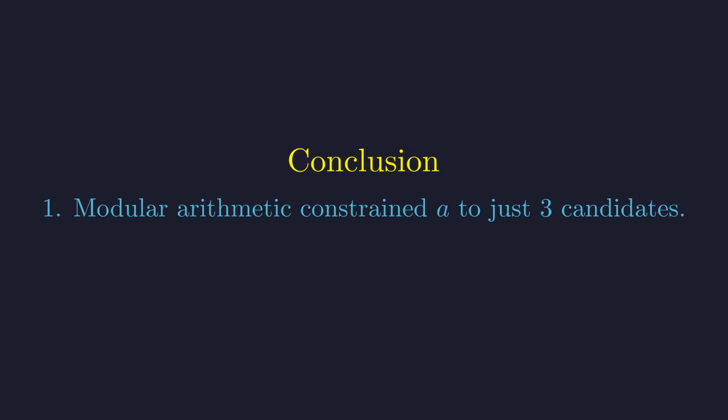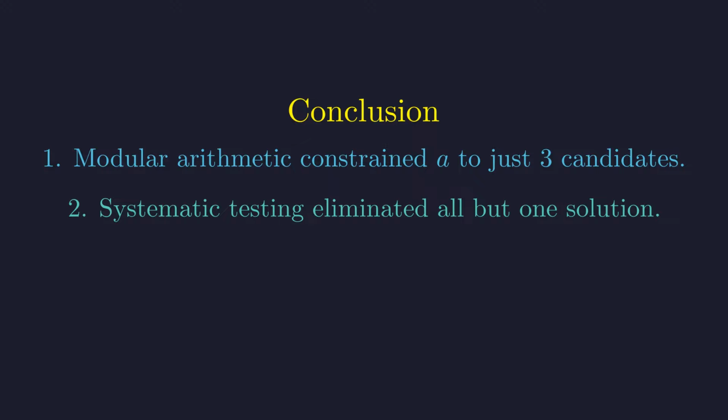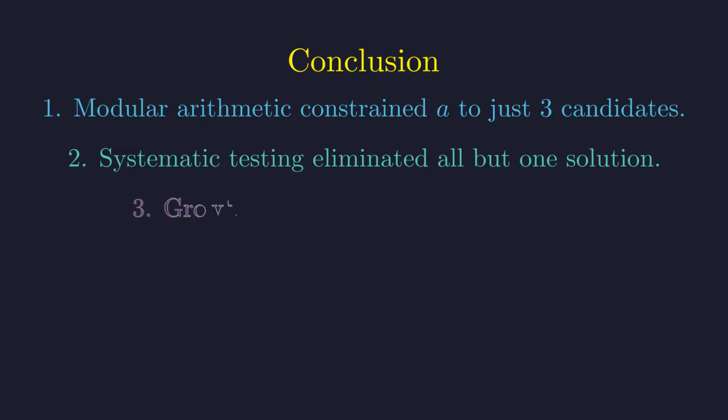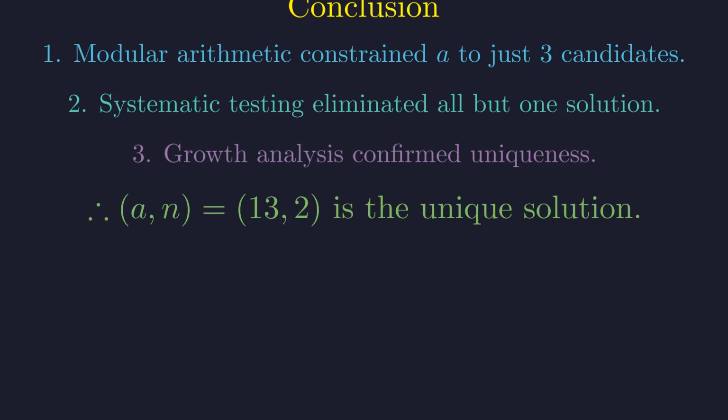Let's summarize our elegant journey through this problem. First, we used modular arithmetic to transform an infinite search into a finite problem, reducing our candidates to just 3 values. Second, systematic testing of these candidates revealed exactly one valid solution. Third, we demonstrated that the exponential growth of the function ensures no other solutions exist. Therefore, through the power of number theory, we have proven that 13 and 2 is the unique solution to our equation.